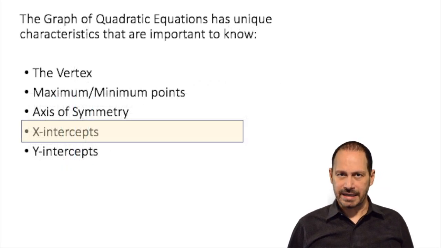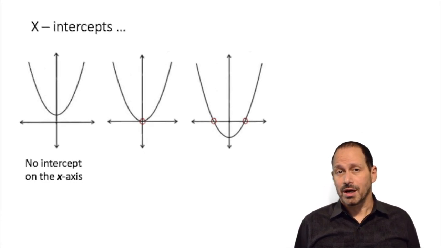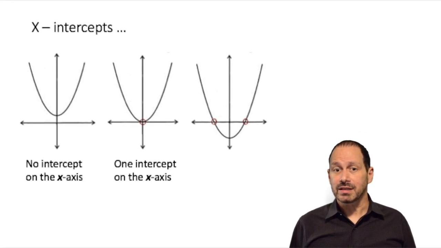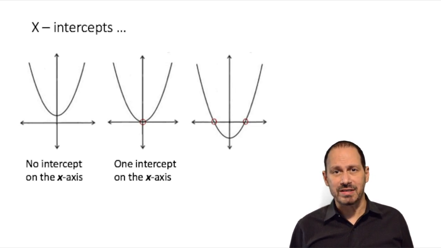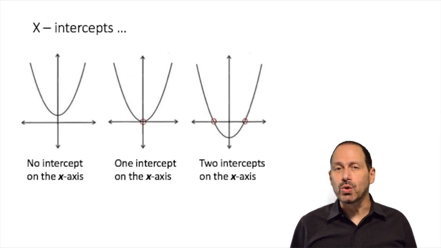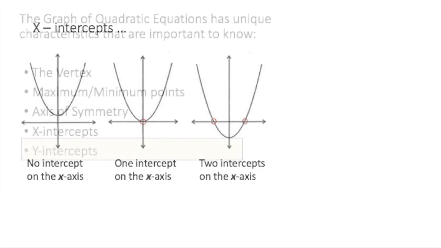The x-intercept. It is very useful to see where the parabola intersects the x-axis. And there are three possibilities. As we can see in this example, it might not intercept at all. Having no intersection in the x-axis is one possibility. The second possibility is that it may intersect only one point at the vertex, like we see in this example. Or it can intersect the x-axis in two places, in 2 points, as we can see in this other example.